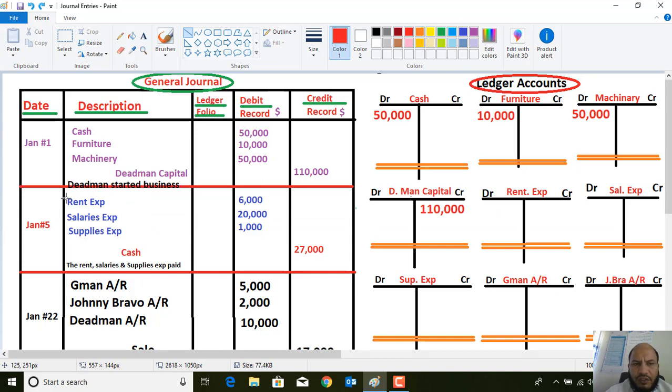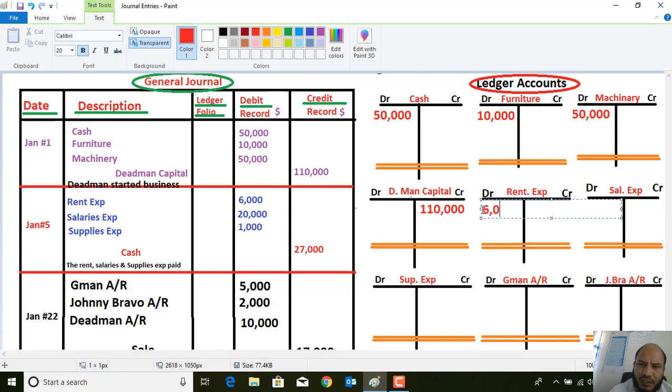So let's first record the rent expenses. The rent expenses amount is 6,000 rupees, and these 6,000 rupees are under the debit record. So we should take these 6,000 rupees to the rent expenses ledger and record it over here at the debit side, because the money is available at the debit side. So rent expenses is equal to 6,000 rupees at the debit side.